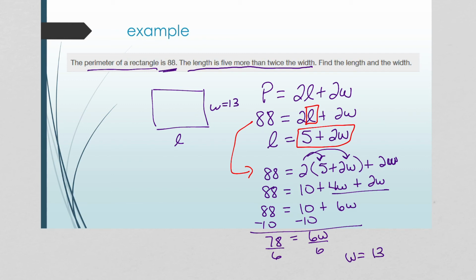Okay, now to find our length, we are allowed to take this 13 and we can put it in either right there or we could put it in right there. This one will be easier to solve. So let's do that. So my length is equal to 5 plus 2 times 13.